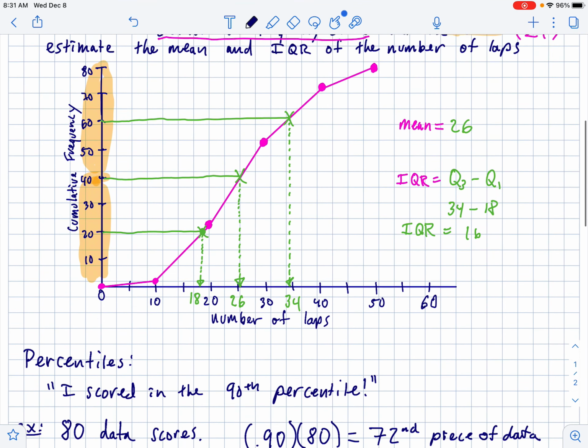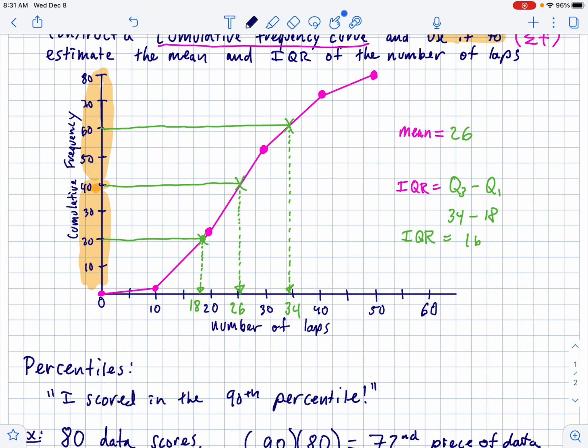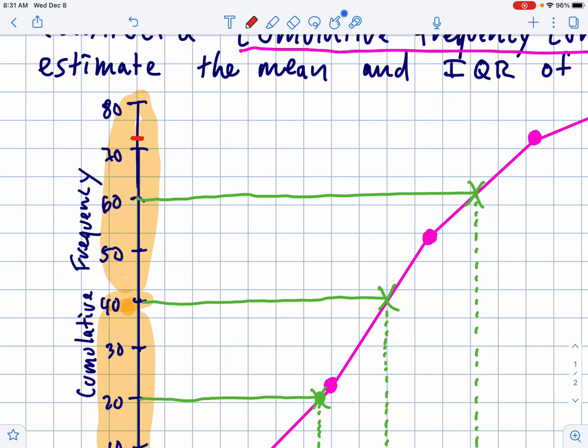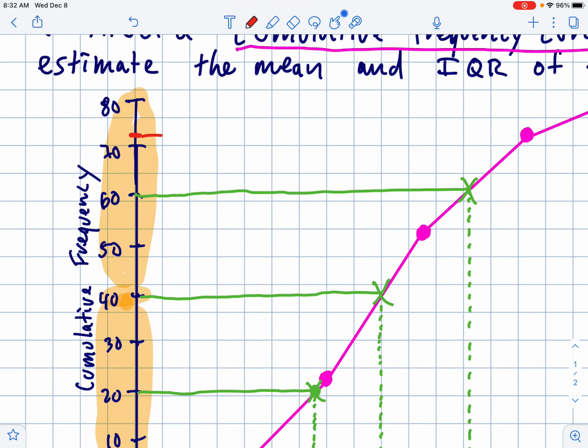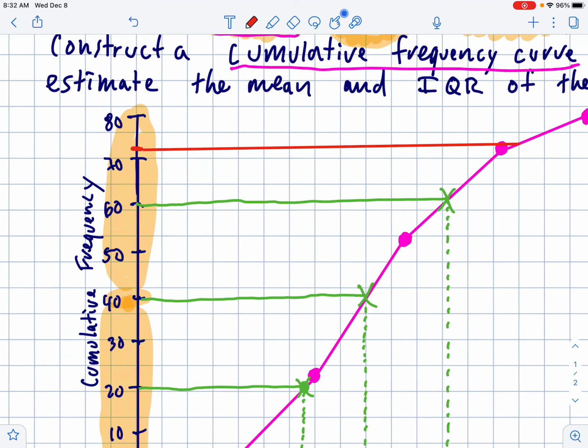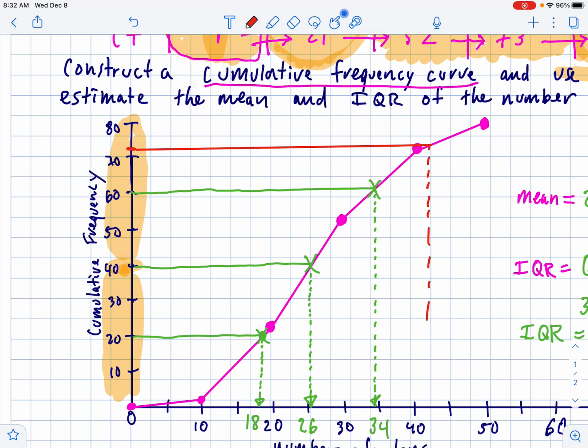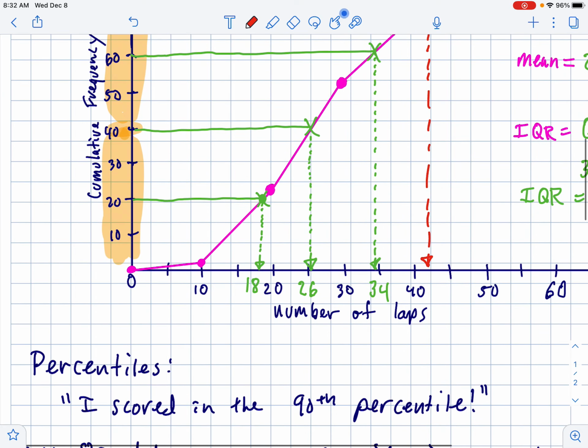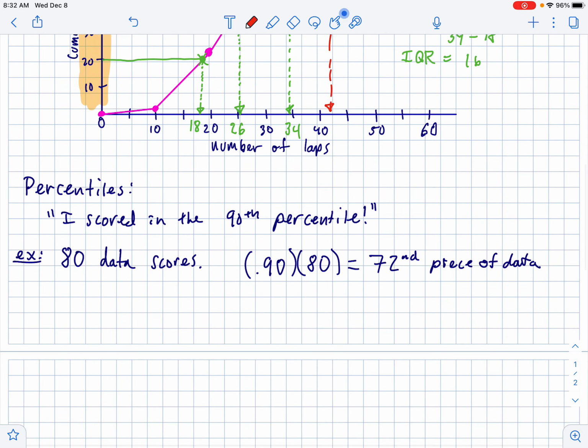So, for instance, back to my graph up here, if I wanted to figure out what the score is for the 90th percentile, I would, here we'll go in red, go to the 72nd score, which is right about here, and then trace it over to the graph. Which is maybe around there, and then drop it down. So that would mean the 90th percentile is about 42 laps or something like that. So with my example, 90th percentile is 42 laps.